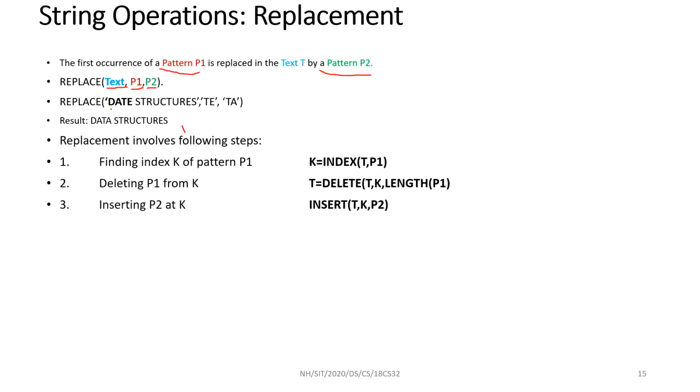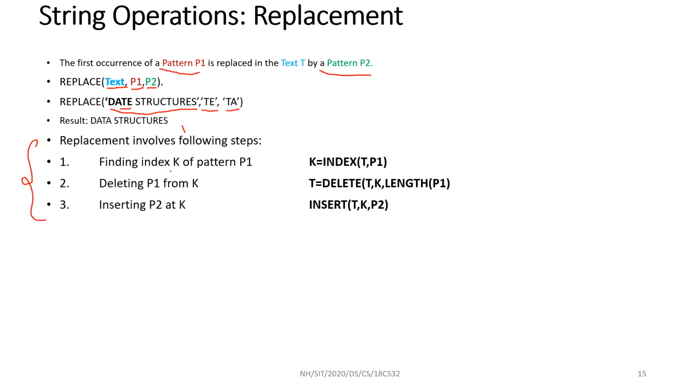Take this example. "Data structures" is my main string. I have to look for TE. If there, I have to replace it by TA. Find out whether TE is there or not. TE is there. You replace this TE by TA. The answer will be "TA TA space structures". That is the answer. Steps are like this.